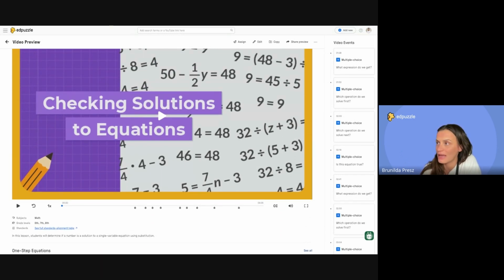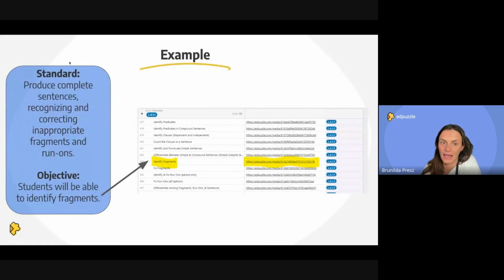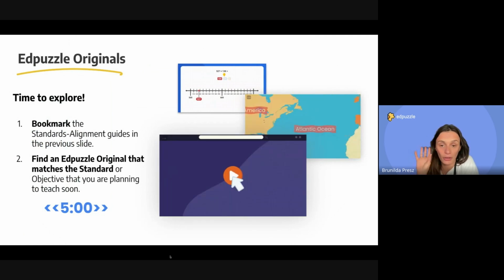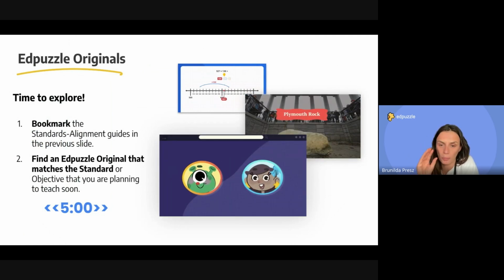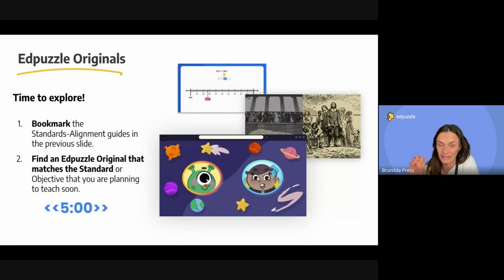What I am going to ask you to do is, I want you to take a little bit of time. So I'm going to go ahead here and show you that for my example lesson, my goal is for students to produce and complete. That's my standard. Students will be able to identify fragments. I utilize my Edpuzzle Originals and the standard alignment page to find the video that I want to assess my students. Again, remember, currently we're still on that first part of the circle. We are assessing the students.